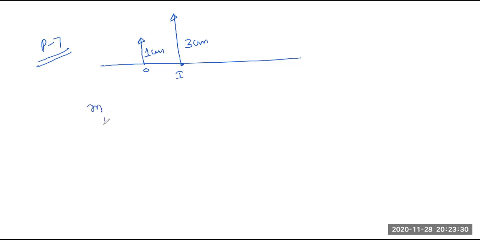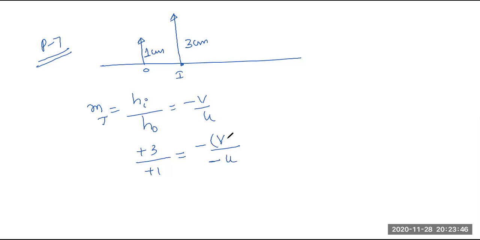In case of a mirror, transverse magnification is height of image by height of object, that is equal to minus V by U. So height of image is plus 3 and height of object is plus 1, that is equal to minus V divided by U, and U is given as minus 4 in front of the mirror. So minus minus plus, it will become 12. So V is equal to 12 centimeters, that is plus 12 centimeters we are getting.